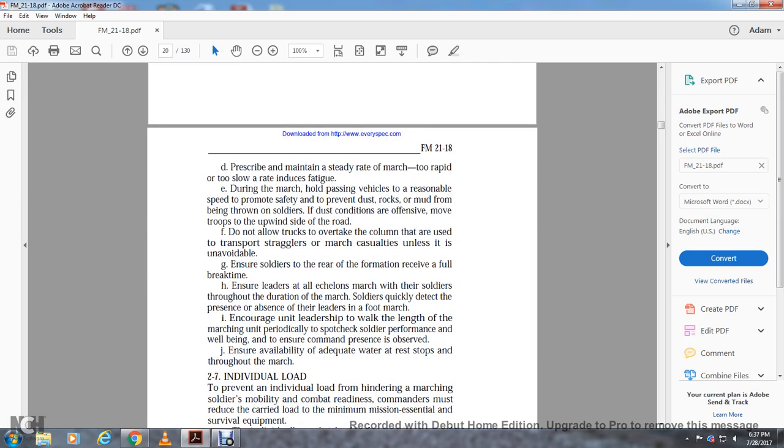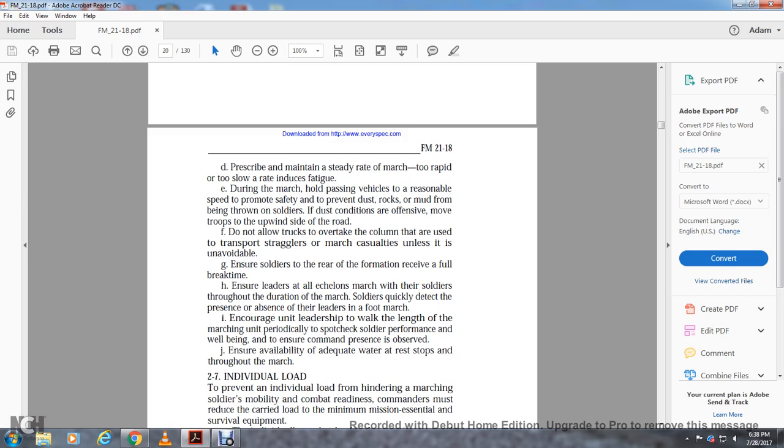Prescribe and maintain a steady rate of march, since a rate that is too rapid or too slow induces fatigue during the march. Hold passing vehicles responsible for speed and safety, to prevent dust, rocks, and mud from being thrown on the shoulders. Dust conditions are offensive, so move the troops upwind on the side of the road. Do not allow trucks to overtake the column, except for transporting stragglers and marching casualties, unless it is unavoidable. Ensure the soldiers at the rear of the formation receive their full break time.